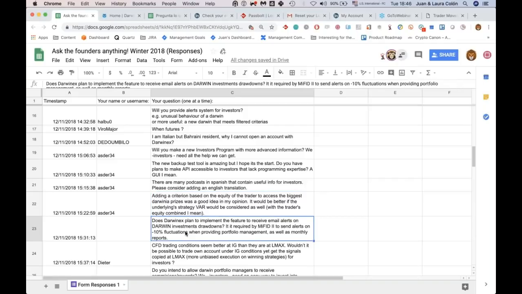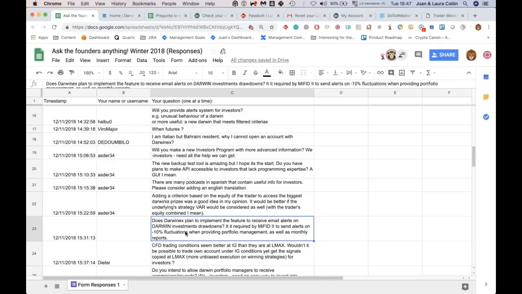Then there's a question here on whether Darwinex plans to implement the feature to receive email alerts on Darwin investment drawdowns. It is required by MiFID II to send alerts on minus 10% fluctuations when providing portfolio management. So I would be very worried if you have not received this, because this has been implemented into the platform. I don't know what the specific context to this is, but this has been implemented.